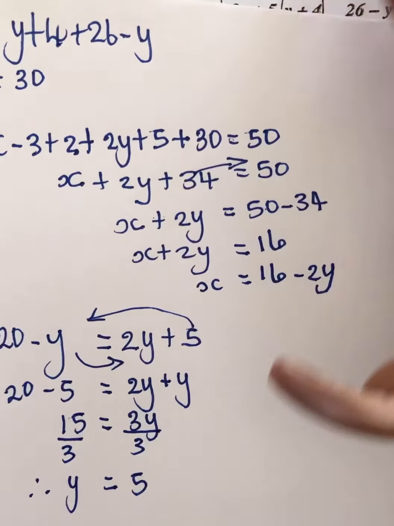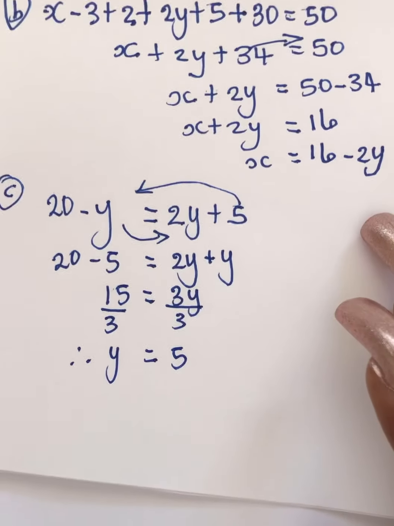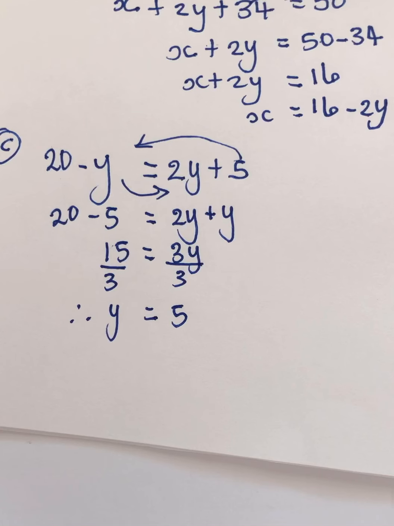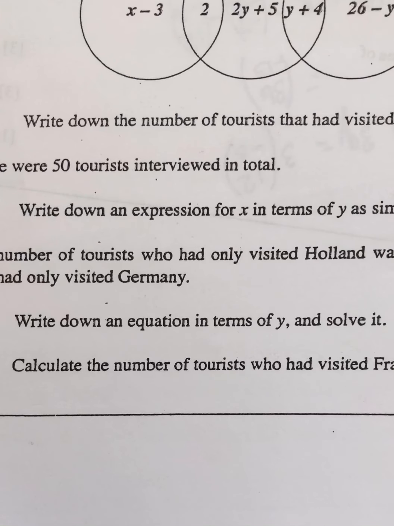I hope I didn't lose you. But if I lose you, I'm asking you to just go back to one of the previous steps and come forward. Write the steps down. Look at them carefully. Look at the Venn diagram that was given. Read the information given and read what they're asking you to do. So now that I know that y is 5, it will help me in the end. Good? Let us look at part D.